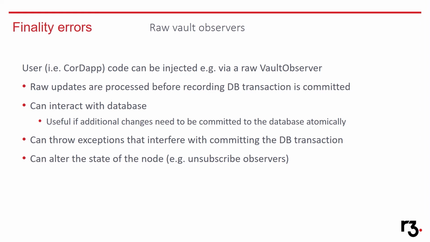So anything that depends on this listener doing something will stop working once you throw an exception in there. So the nodes can be in a quite bad state depending on what your Corda app depends on, which is not a finality error, but can cause all kinds of problems. So I thought I'd mention it here.